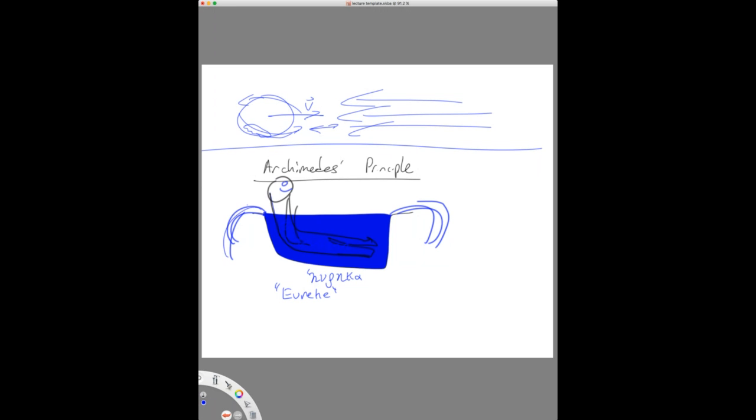He gets in and he sees all of this water coming out. And he reasons that the volume of water that comes out would be the same as the volume of the part of his body that's submerged. This drawing is the worst drawing I've ever done in my life, so I'm just going to get rid of it.